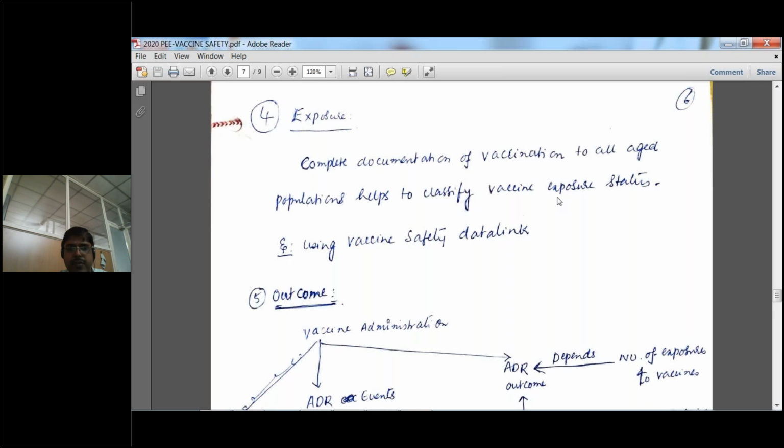We have adolescent population and adult population and the elderly population. So restricting your documentation to one set of groups and creating a safety database, in order to have a link, helps us to know clearly how many people received vaccine, among them how many people received vaccine frequently, then how many suffered from adverse events. That is how the vaccine exposure status is very important in the complete documentation of the vaccine.